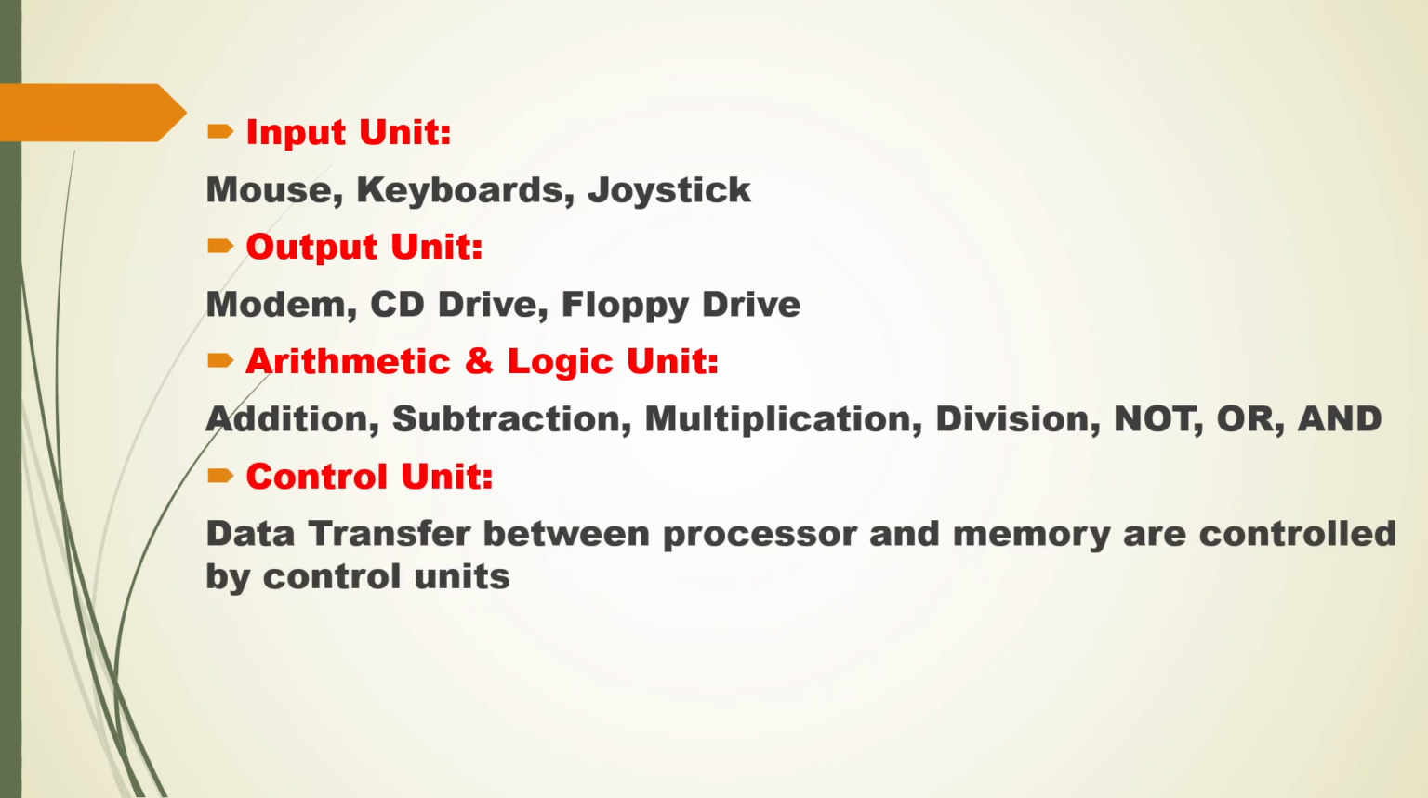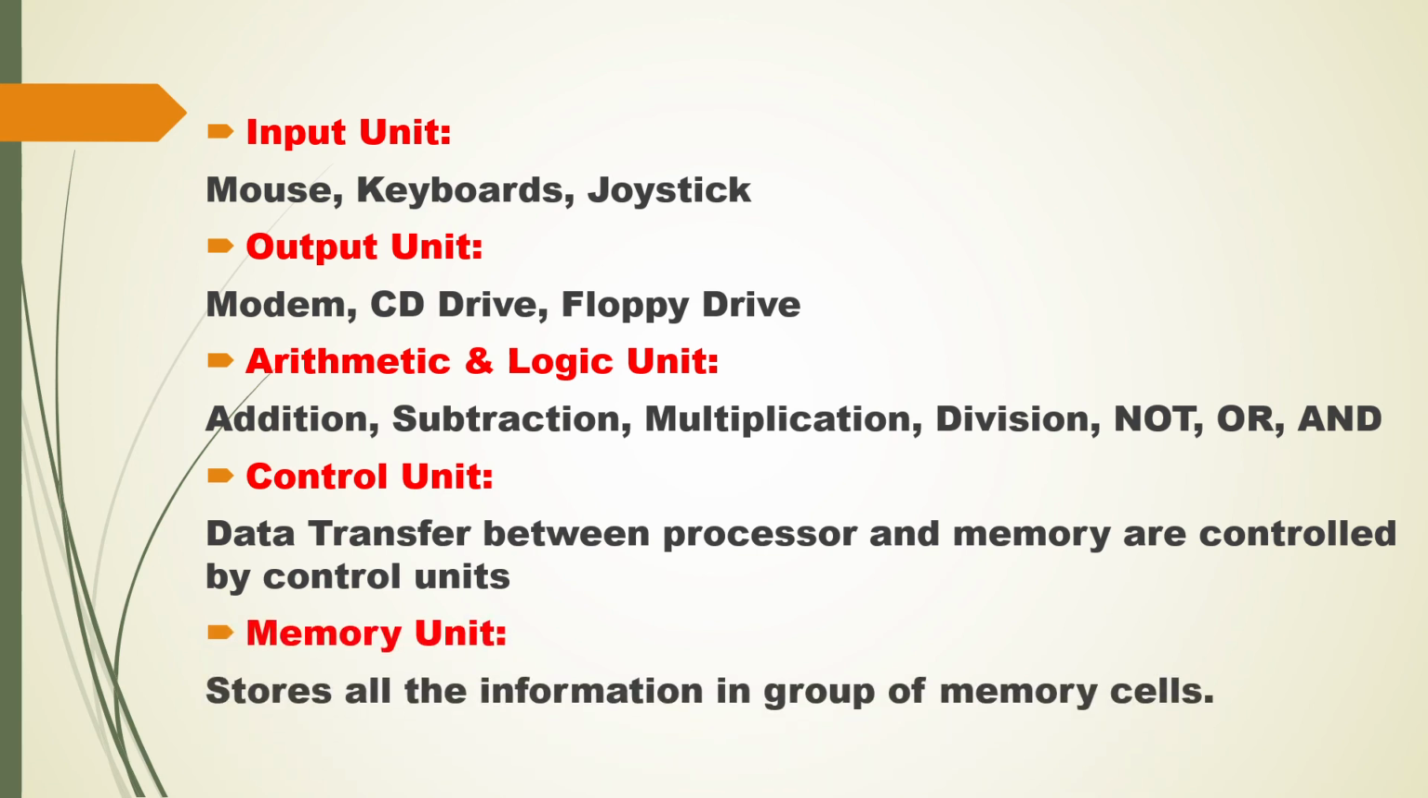Next is the control unit. Operations of the ALU, memory and input and output units are coordinated and controlled by the control unit. The control unit sends control signals to other units. Data transfer between the processor and memory is done by the control unit using timing signals.